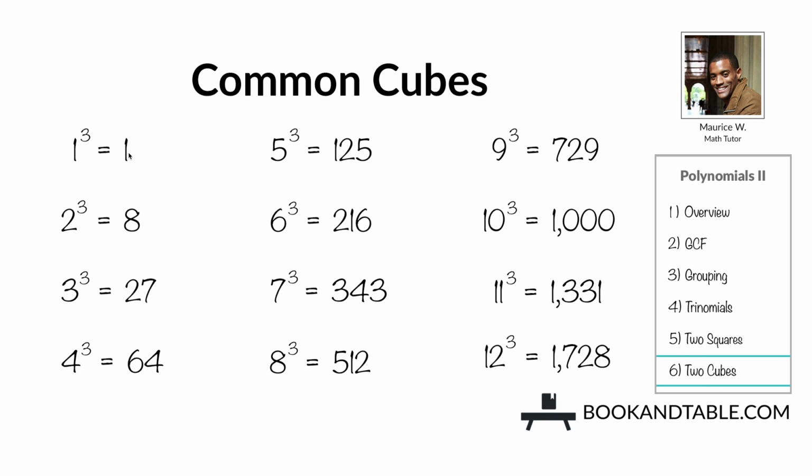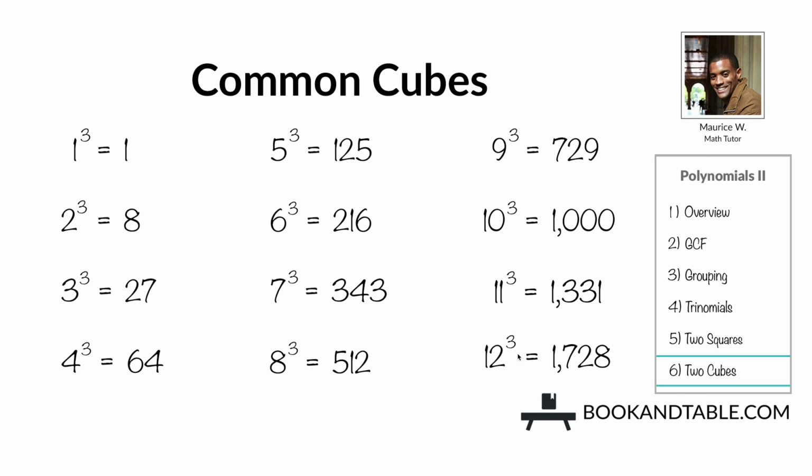1 cubed is equal to 1. 2 times 2 times 2 is equal to 8. 3 times 3 times 3 is equal to 27. 4 cubed is equal to 64. 5 cubed is equal to 125. 6 cubed is equal to 216. I would suspect that most of your problems are going to end around here, but you should know at least through 10, I would recommend, ideally 12.